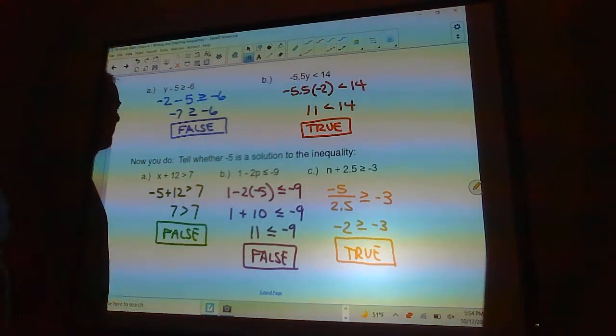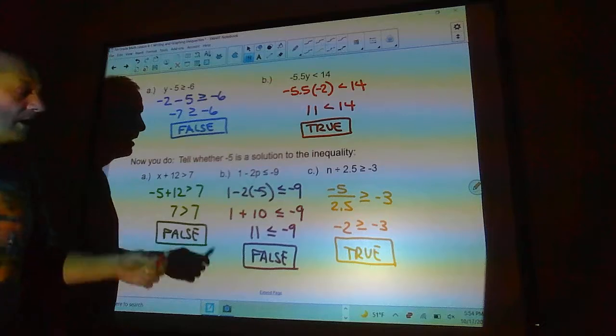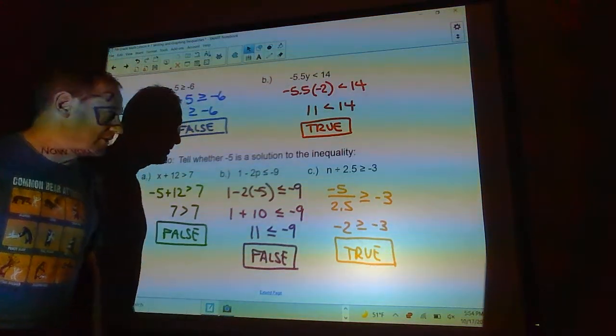Think of it this way. Would you rather owe somebody $2 or $3? I'd rather owe them $2 if I had to owe them any money. So that's a greater number.